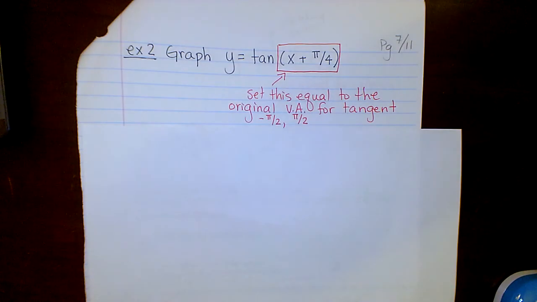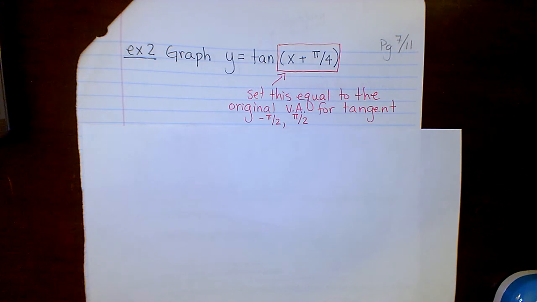All right, so this is the second part of section 8.2. This is on graphing the other trig functions. So in 8.1 we graphed sine and cosine because they were very similar. Now we're going to talk about graphing the rest of them.